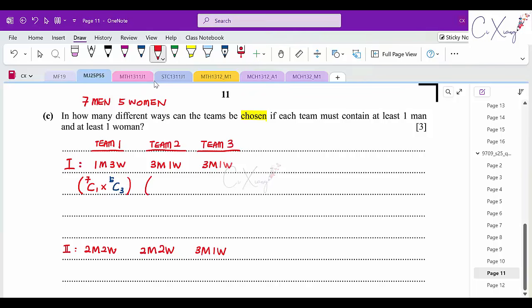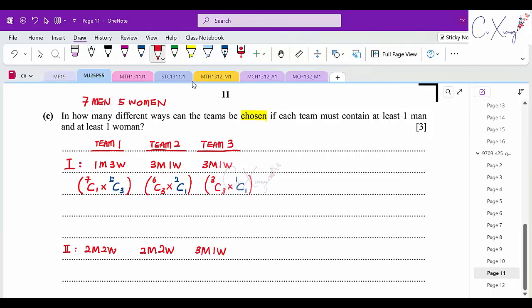Then for team 2, I still have 6 men left. I want to choose 3 of them and put them in team 2. Then for the women, just now I already chose 3, right? I have 2 women left only. I want to choose 1 of them and put it in team 2. Then for team 3, I still have 3 men remaining. I want to choose all 3 of them to put in team 3. Then for the women, I have only 1 woman left. I want to choose the only woman and put her in team 3. So this is how we select the teams according to gender.